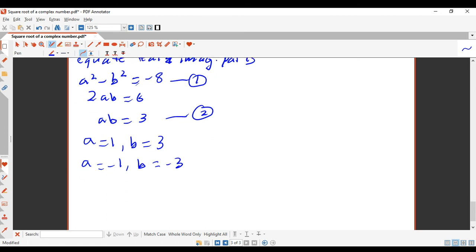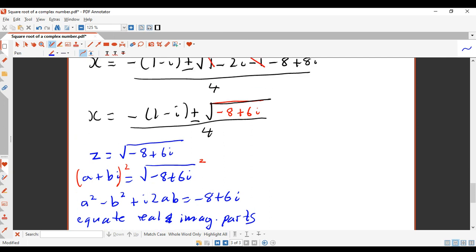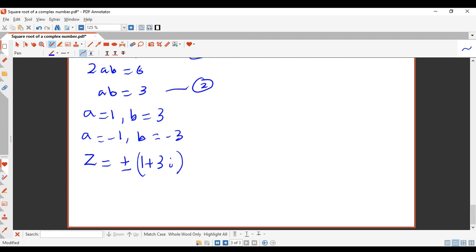So then I can say that z is equal to plus or minus (1 plus 3i), and make sure you have the brackets in there. All right, so we've got our answer. So we now go back to the quadratic equation up here. So our quadratic equation was x equals, now we've got the minus 1 minus i there.